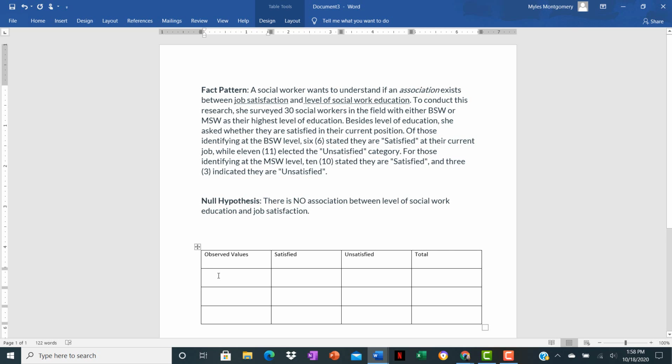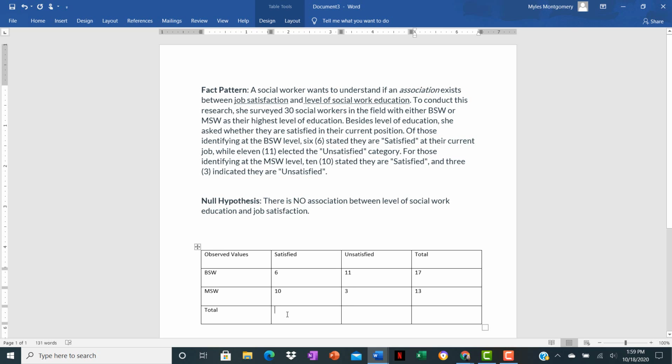And for the level of social work education, we're going to have the variable that sits on the left-hand side, and we know it's going to be BSW and also MSW, and then the total will go at the bottom. When we look at the variables here, those who reported being BSWs and satisfied with their job were 6 of them. BSWs unsatisfied were 11. You can find that in the facts right here, 6 and 11, for a grand total of 17. And for the MSWs, we had satisfied equaling 10 and unsatisfied equaling 3 for a total of 13.